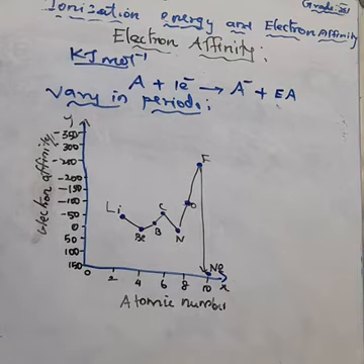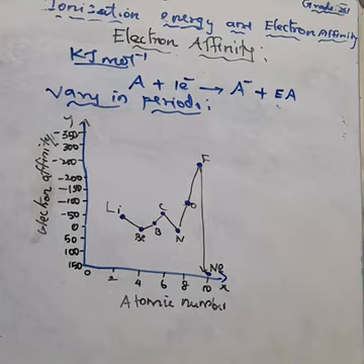So the greater the force of attraction between the nucleus and the outermost shell, if we are adding an electron to the outermost shell, the energy released will be high. Understood? When we move from top to bottom in a group, the atomic number increases, but the number of shells also increases. So the distance between the nucleus and the outermost shell will be high, and the attractive force between the nucleus and the outermost electron will be low.